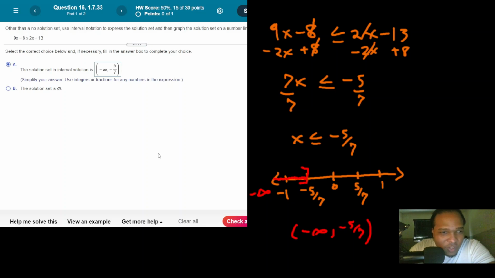Okay, what did I do wrong? Let me see. X is less than... solution set in interval notation. Let's see, 2x is 13, 9, it's -5 over 7.